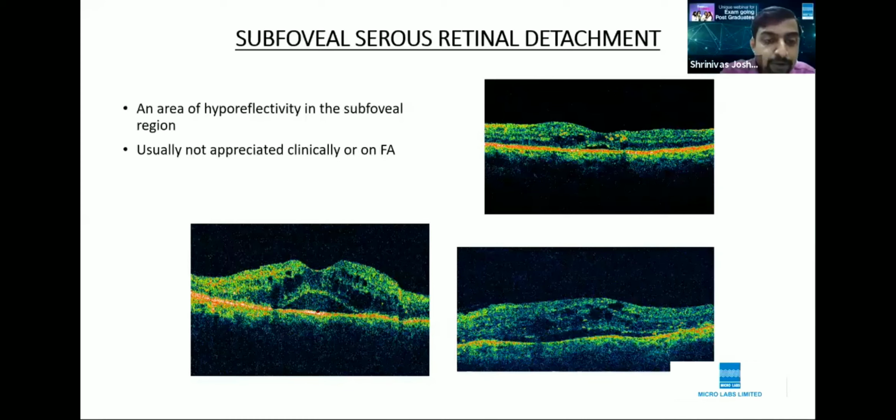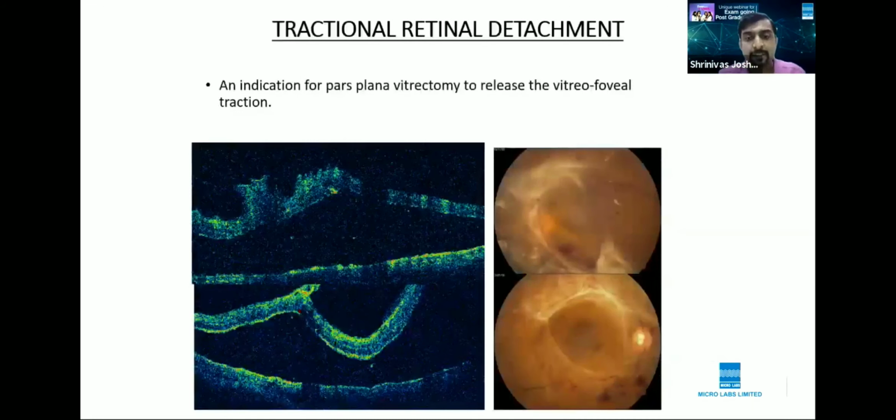Now, if you see the hyporeflective space here underneath the fovea, that is nothing but subfoveal serous detachment. Although you can see some amount of cystoid spaces in the ONL layer and also in the INL layer, this is the subfoveal fluid or the neurosensory detachment. And then coming to this, you can see the fundus picture here on the right side.